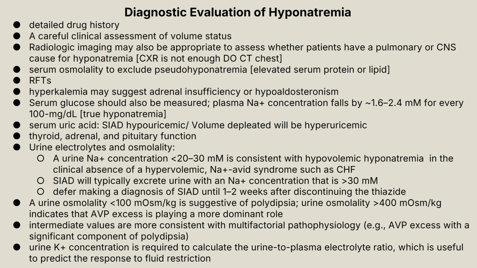A urine osmolality of less than 100 milliosmol per kg is suggestive of polydipsia. A urine osmolality of more than 400 milliosmol per kg indicates that AVP excess is playing a more dominant role. Intermediate values are more consistent with multifactorial pathophysiology, such as AVP excess with a significant component of polydipsia. Urine potassium concentration is required to calculate the urine to plasma electrolyte ratio, which is useful to predict the response to fluid restriction.